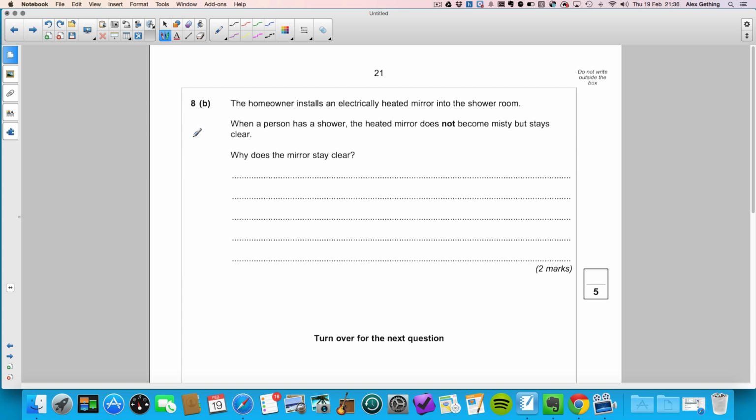Part B. The homeowner installs an electrically heated mirror into the shower room. When a person has a shower, the heated mirror does not become misty but stays clear. Why does the mirror stay clear? For the marks, I need to say that the mirror is warm, the surface is warm, therefore the rate of condensation is reduced. You'd also accept if you simply said no condensation would happen.